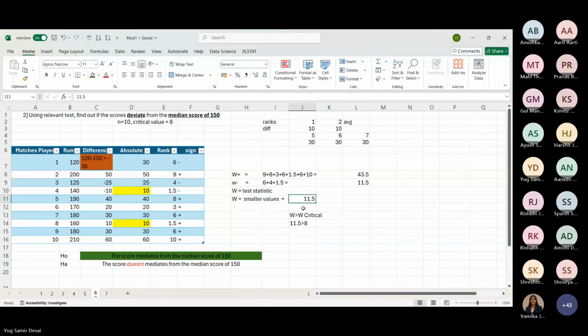I'm having a doubt. If we assigned the values in the descending order, then also we would have taken the smaller value only. Yes. Okay.